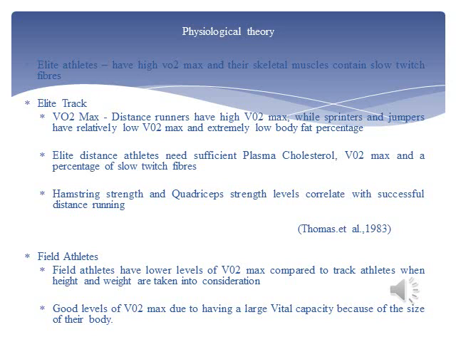To become a potential elite distance athlete, an individual would need significant plasma, cholesterol, VO2 max, and a percentage of slow twitch fibers. Hamstring strength and quadriceps strength levels are needed as they are the most important, and are also shown to correlate with successful distance running. It is said that field athletes tend to have lower levels of VO2 max when compared to track athletes when height and weight are taken into consideration. However, the athletes still have good levels of VO2 max due to having a large vital capacity because of the size of their body.